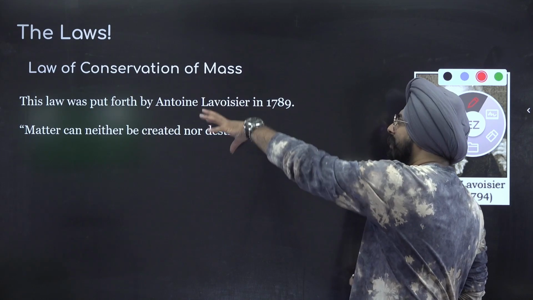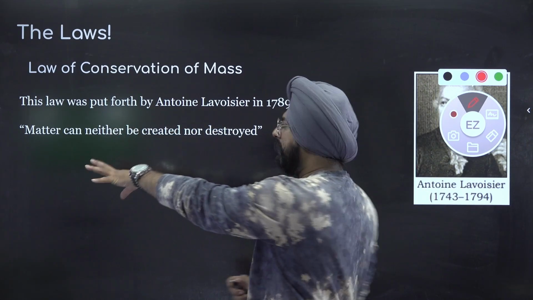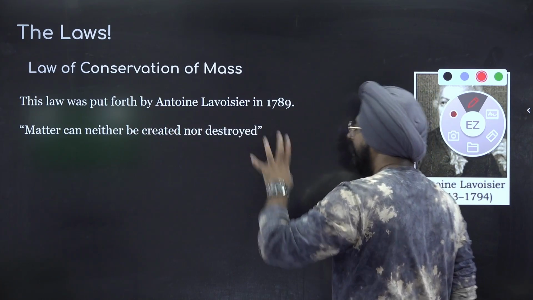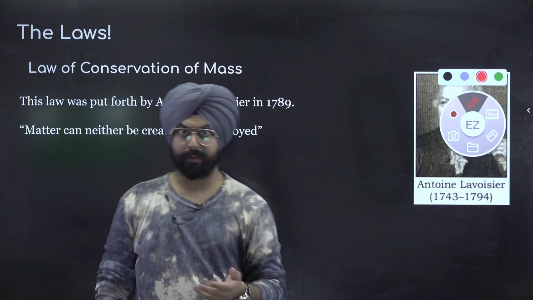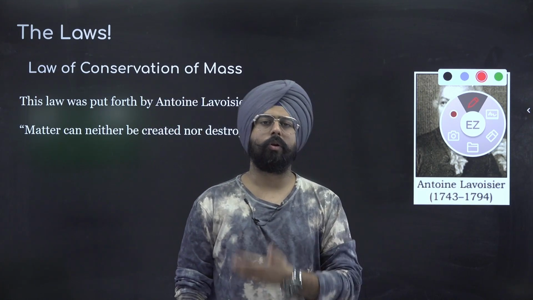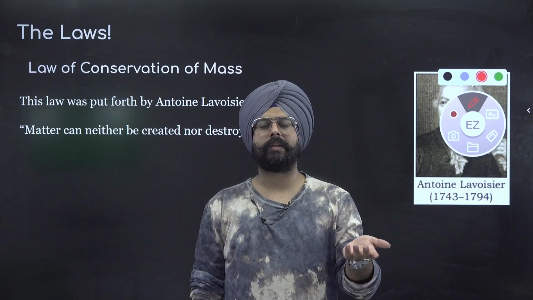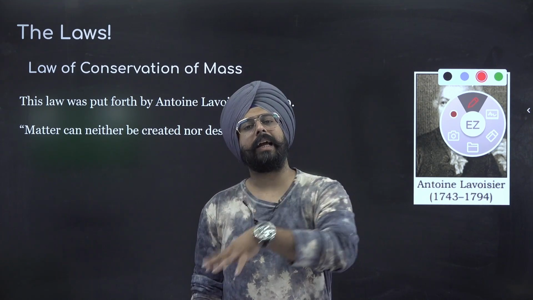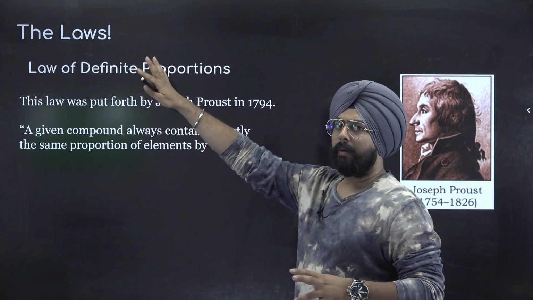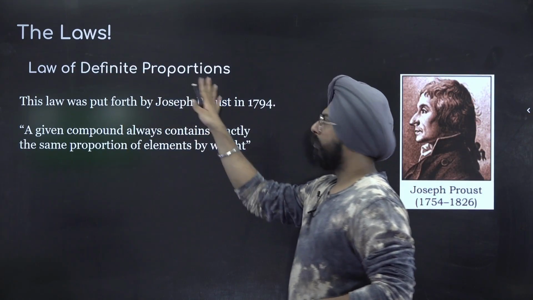Okay, law of conservation of mass. Matter can neither be created nor be destroyed. It can only be converted from one form to the other. So how did this guy come across this law? Basically, he observed that no matter how much weight he starts the chemical reaction with, at the end you have the same weight. Then comes the law of definite proportions.